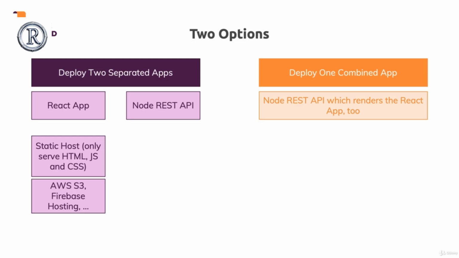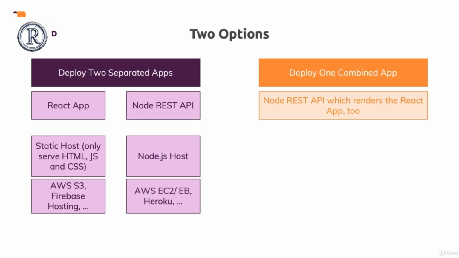The Node REST API, of course, does execute code on the server, and therefore we need a hosting provider that is capable of executing Node.js on the server. And there, from AWS, we could use our own EC2 instance, which is our own virtual server, which we can configure to our needs in great detail, or Elastic Beanstalk, which is a service that takes a lot of configuration out of our hands and makes that easier. Or we use other providers like Heroku, and again, if you search for Node.js hosting provider, you'll find many, many examples.